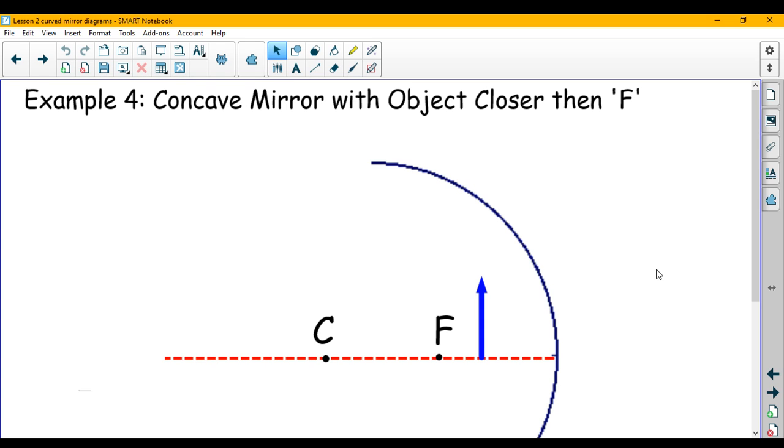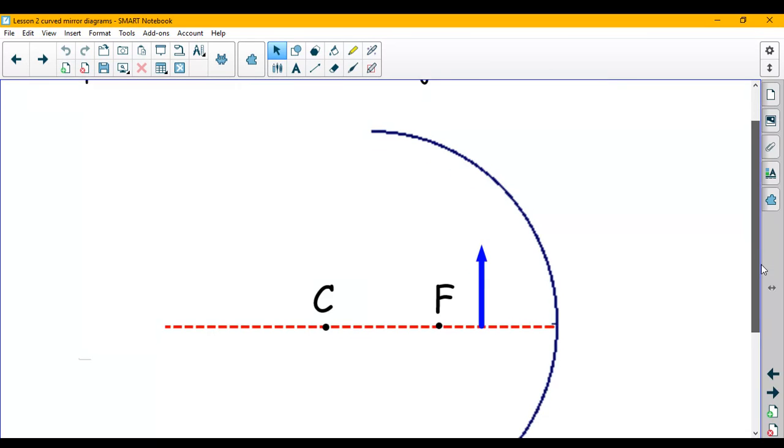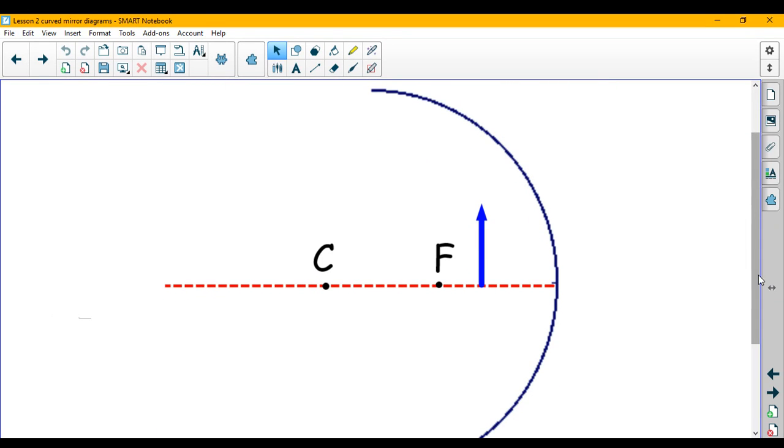So now we've moved our object inside of the focal point. Now, this means we're going to get a virtual image. It's going to be a little bit different. However, we use the same three rules. We're going to keep on using the same three rules we have all along.